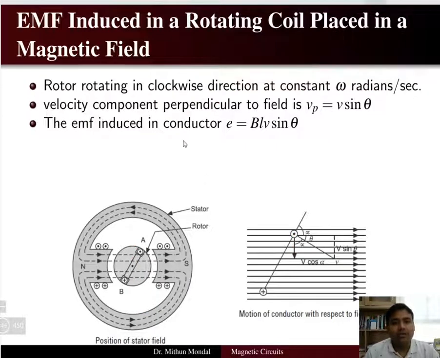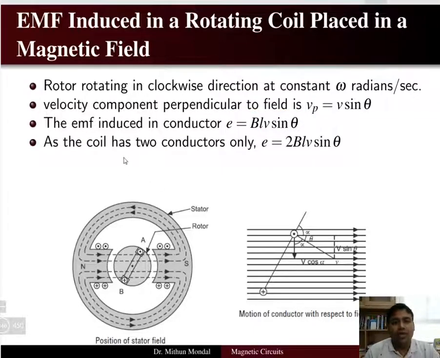Now the EMF induced in a conductor, we know that EMF induced is equal to BLV sine theta, where B is the magnetic flux density, L is the length of the conductor, and V is the velocity with which the conductor is moving, and theta is the angle with respect to the field. As the coil has two conductors only, we can see that here is one conductor and here is the second conductor AB. So the EMF will be multiplied by 2, so it is 2 BLV sine theta.